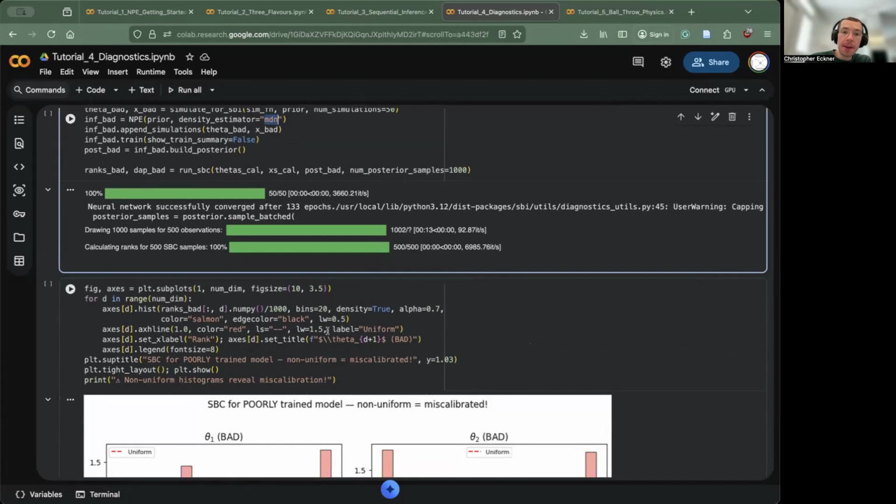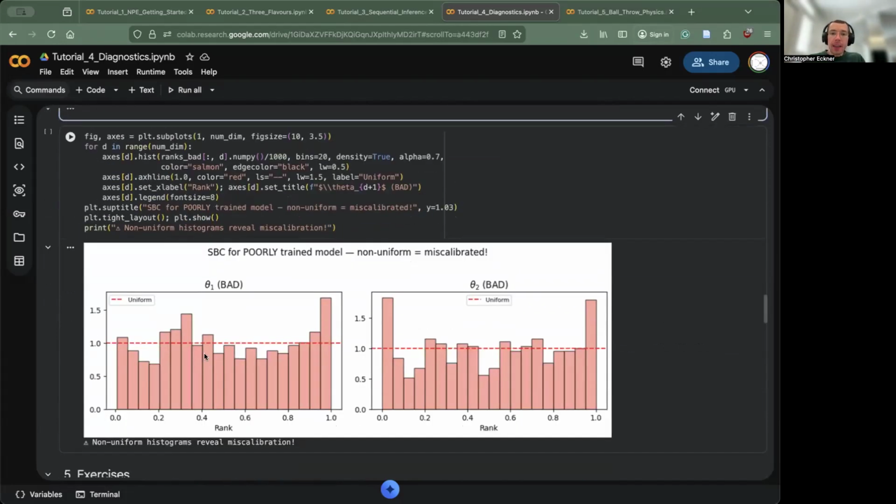Now, if we do this game again, you see that actually there is some miscalibration, and it goes directly into the line of being overconfident. So you see here there is a mismatch for the first parameter at the high end, and here it's kind of U-shaped. Both ends have this problem. So this posterior is probably overconfident.